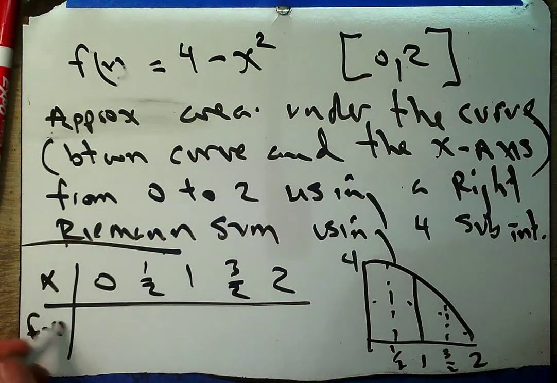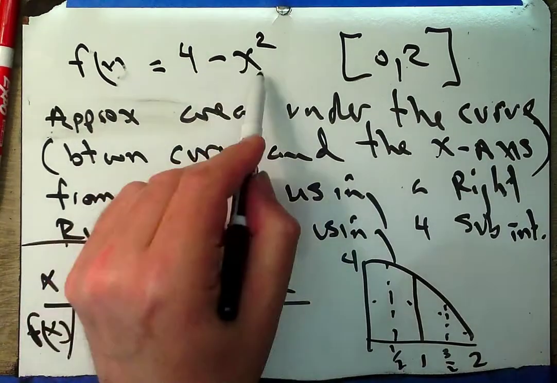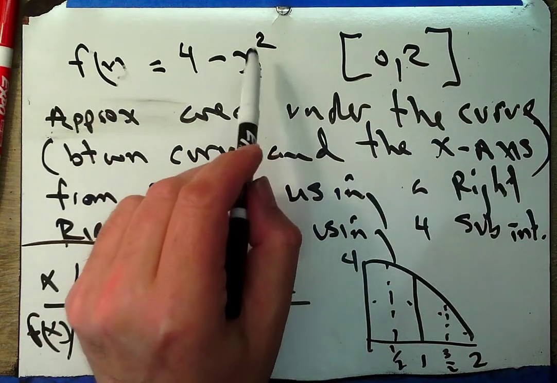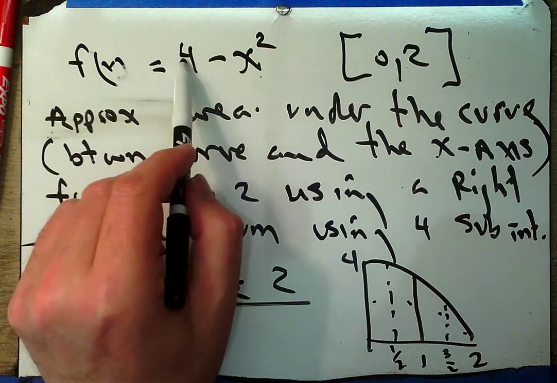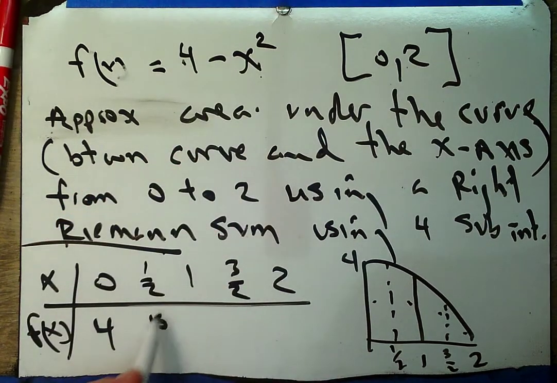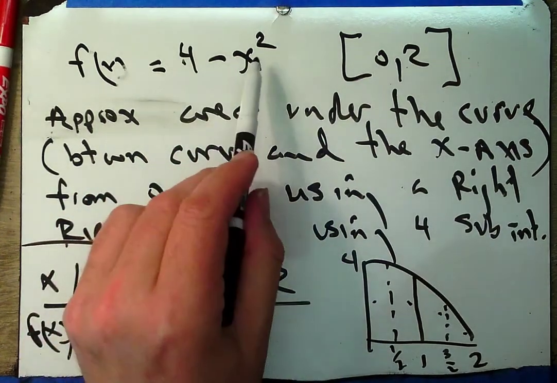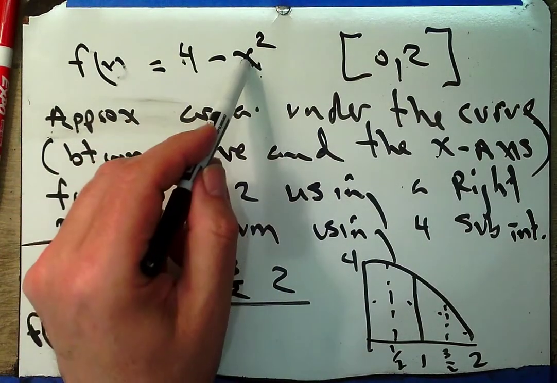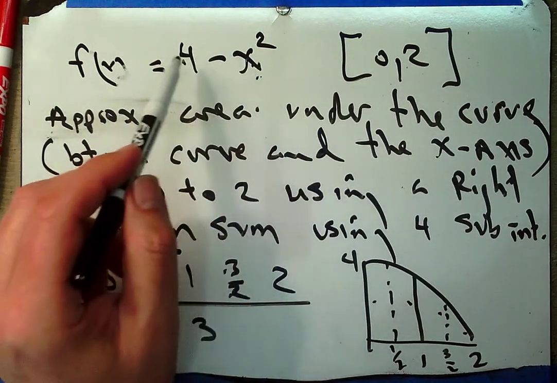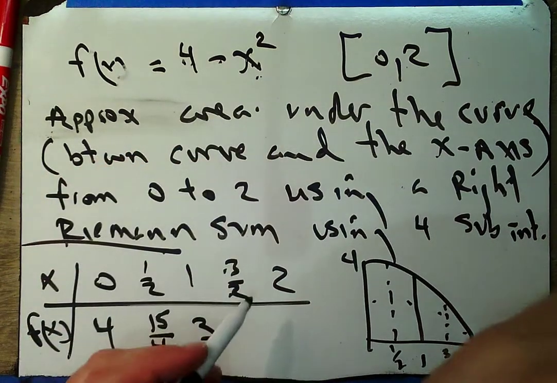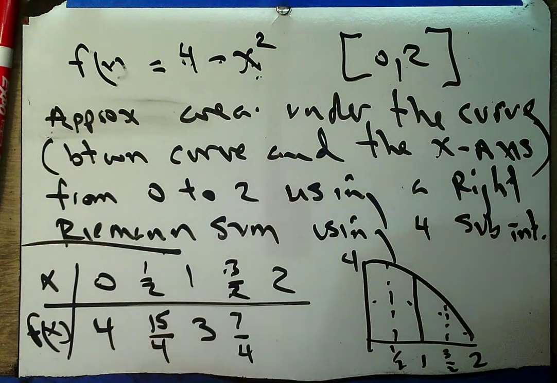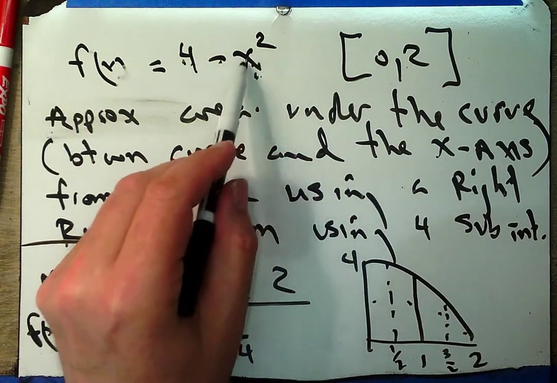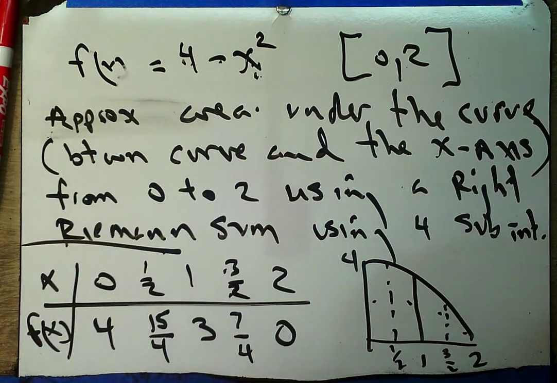So what do we have for f of x? Well, if I plug a 0 in here, I get 4. If I plug a 1/2 in here, 1/2 times 1/2 is 1/4. 16/4 minus 1/4 is 15/4. If I plug a 1 in here, I get 3. If I plug a 3/2 in here, I get 9/4. 16/4 minus 9/4 is 7/4. And if I plug the 2 in there, I get 2 squared, 4. 4 minus 4 is 0.